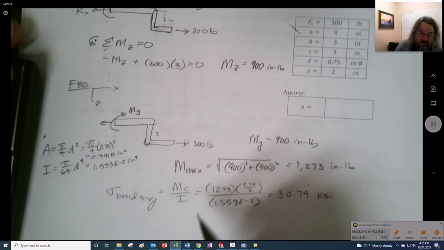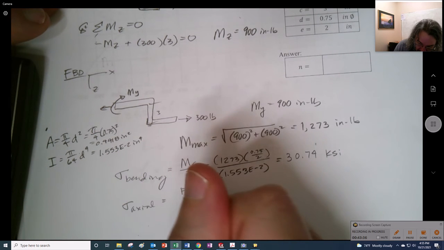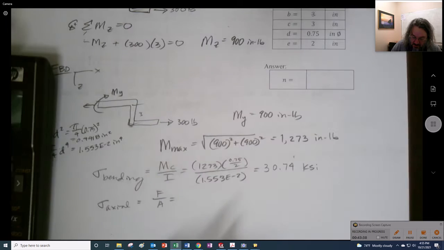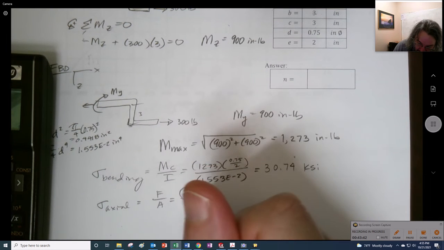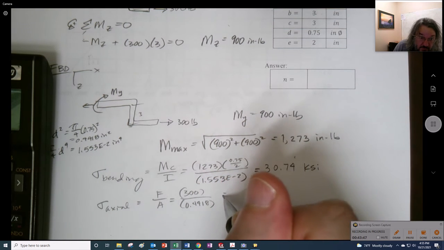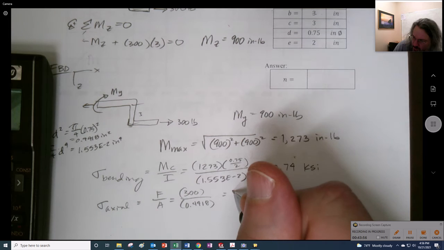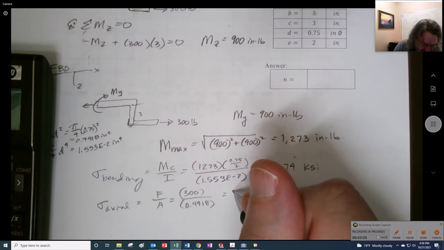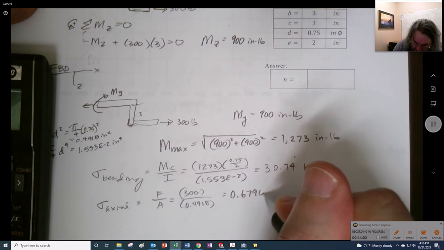And then I will also want axial, F over A. That's going to be 300 divided by 0.4418. Boom. And so is that only 679? Yeah, 679, or 0.06790 KSI.